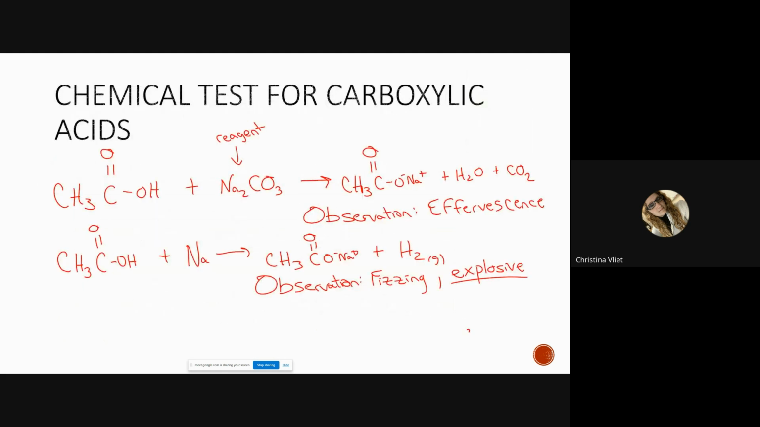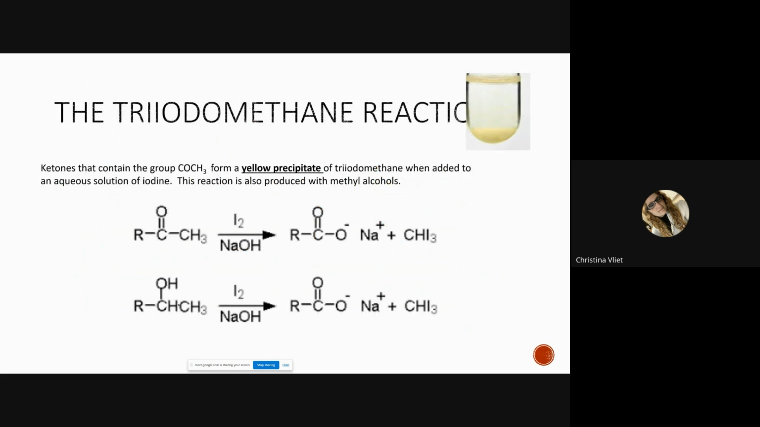There's one more chemical test, and it is the final standard of unit 6. This is the final chemical test you need to be aware of. I do have this reagent, I believe, so I will be able to show it to you on Friday. And this is called the triiodomethane reaction.